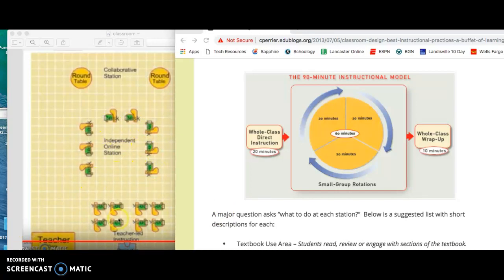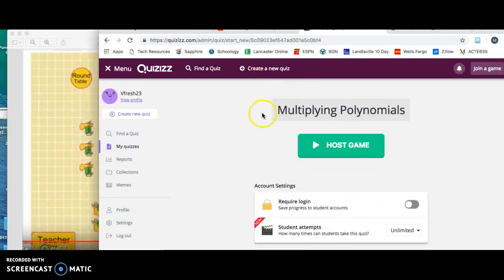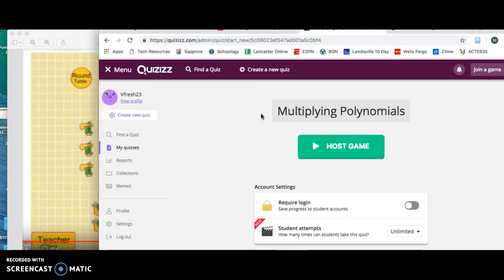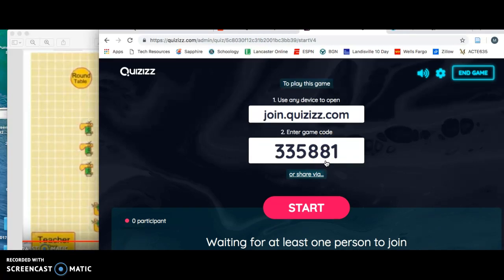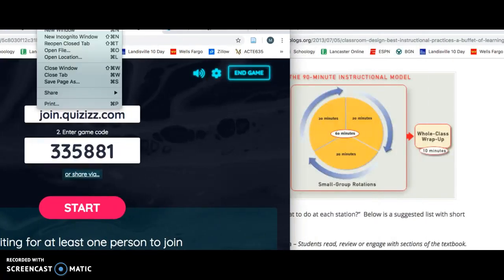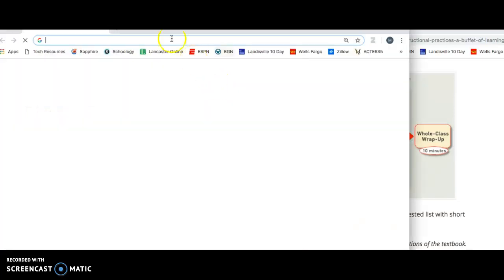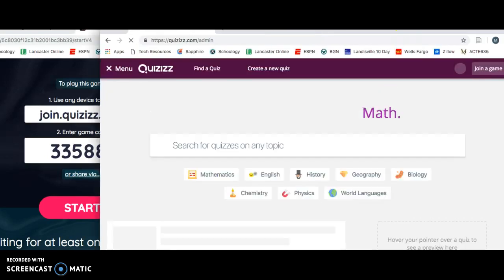I'm going to show you real quick how the quiz worked. So here's what it looks like from a teacher standpoint. And when I click host game, this comes up. So the students will type in the code, and they will, let me open up a new window here. If I go to quizzes, but I'm going to log out.